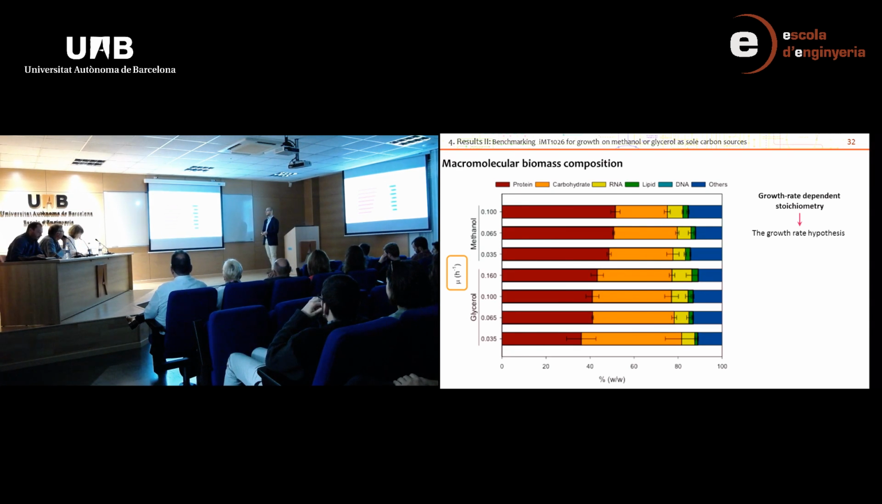In addition, we can observe some difference when comparing compositions of cells growing on glycerol with the ones growing on methanol. As you can see here, the protein fraction of cells growing on methanol is higher than those growing on glycerol. This may be explained by the fact that in the presence of methanol, some methanol-specific genes are overexpressed. Then this additional load of protein may be associated with these specific methanol enzymes.